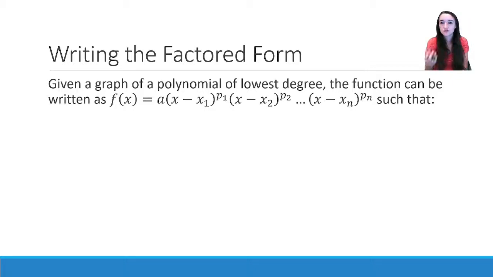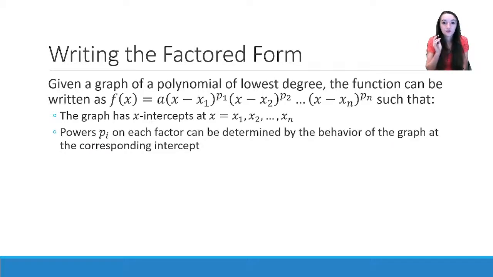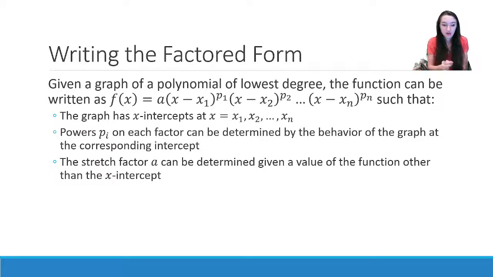Now finally, the last thing we're going to talk about is writing something in factored form. If we are given a graph of a polynomial of lowest degree, which basically means the lowest thing it can be for what characteristics it has, so there's not something tricky going on, the function can be written as f of x equals a times (x minus x1) to the power of p1, times (x minus x2) to the power of p2, and so on down to (x minus xn) to the power of pn, such that the graph has all of these x-intercepts, x1, x2, through xn. Those powers on each factor can be determined by the behavior of the graph at the corresponding intercept, and then the stretch factor a can be determined given a value of the function other than the x-intercept.